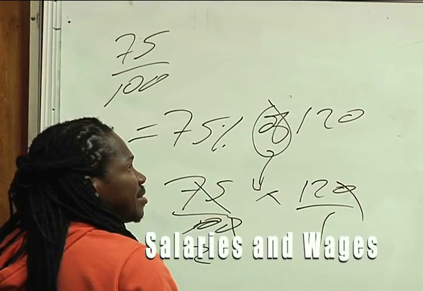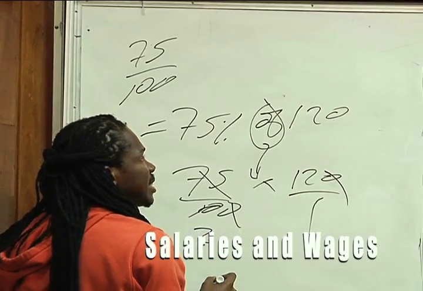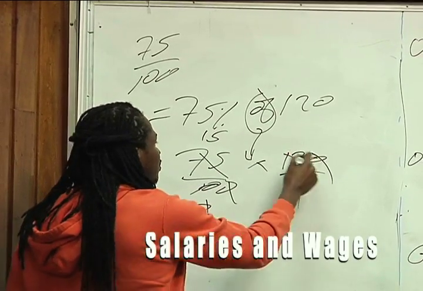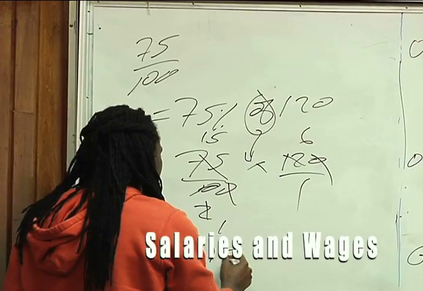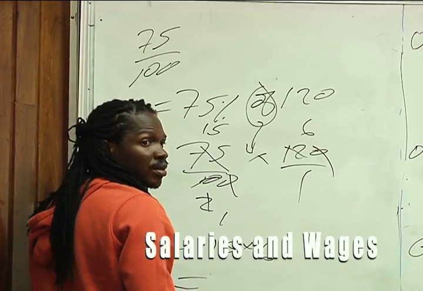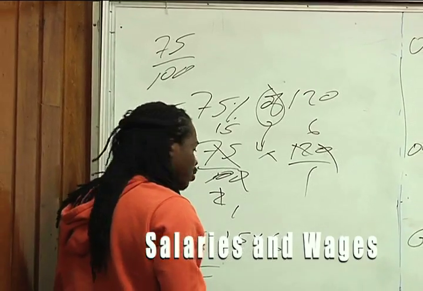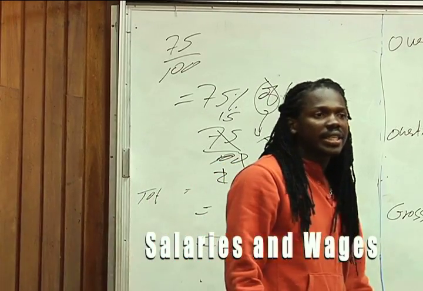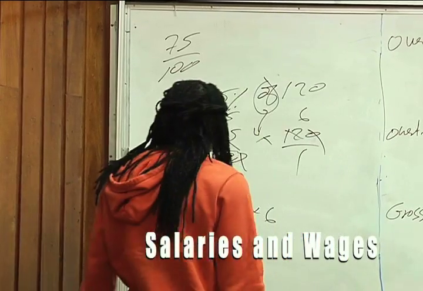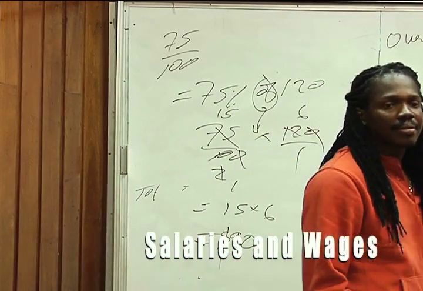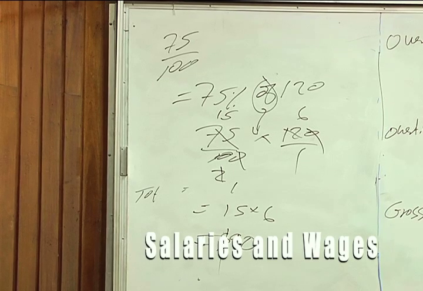Five into 75. 5 times 12 is 60, and 15 is left, so that is 15 times 6. How much is that? 90. 15 times 2 is 30, times 3 is 90. 90 what? Mangoes? So you have to pay $90. You understand that? Is it simple?